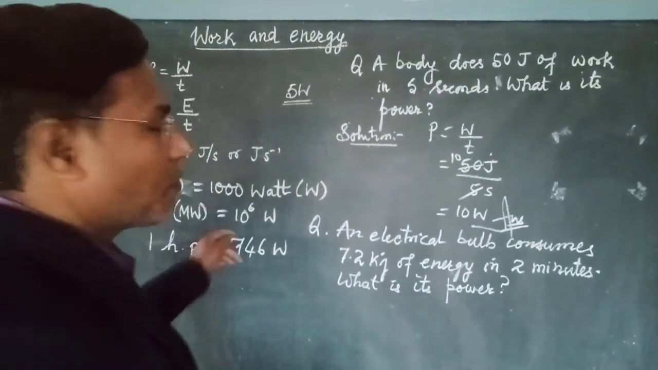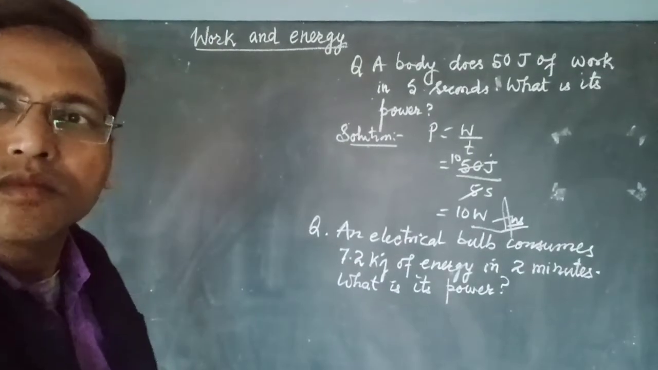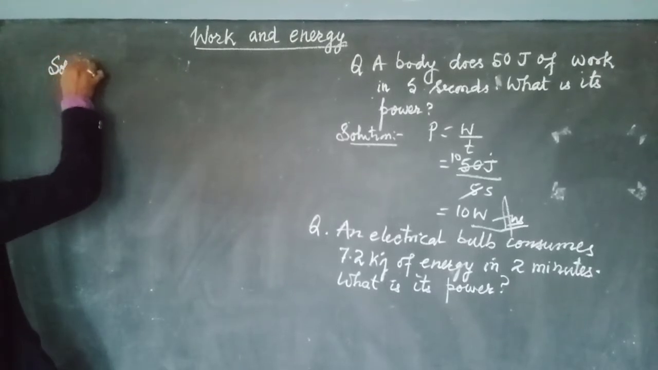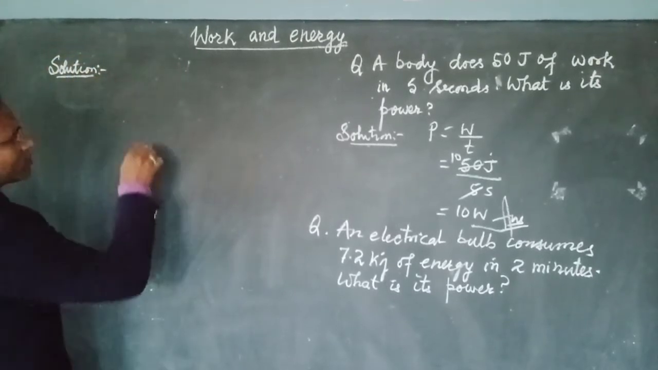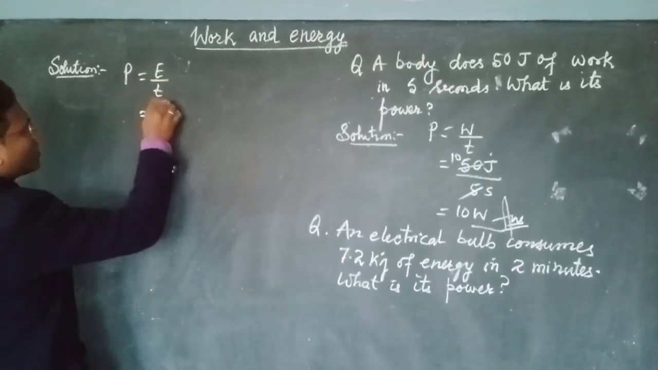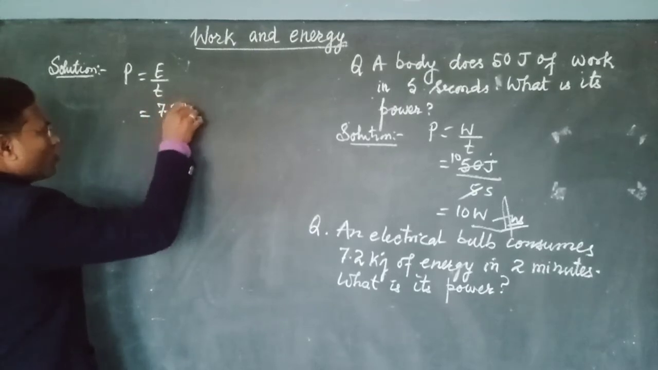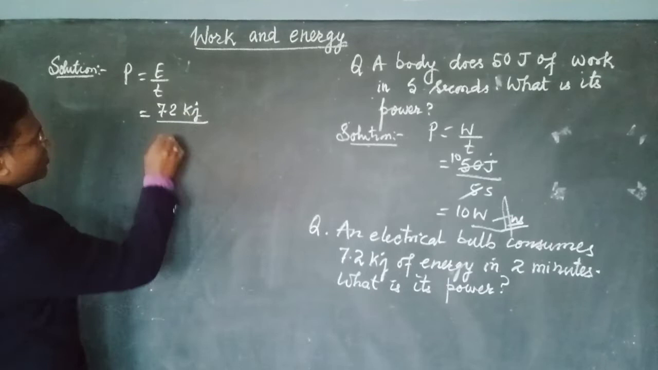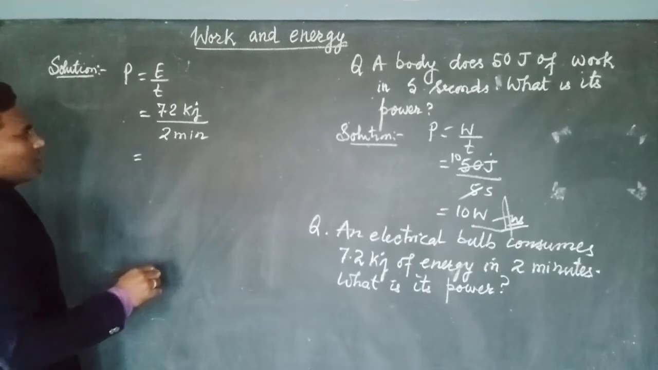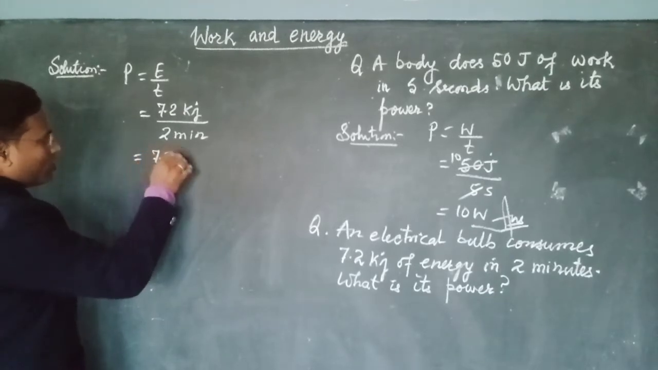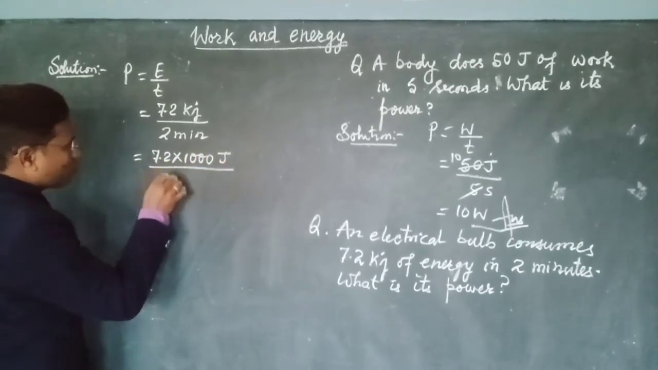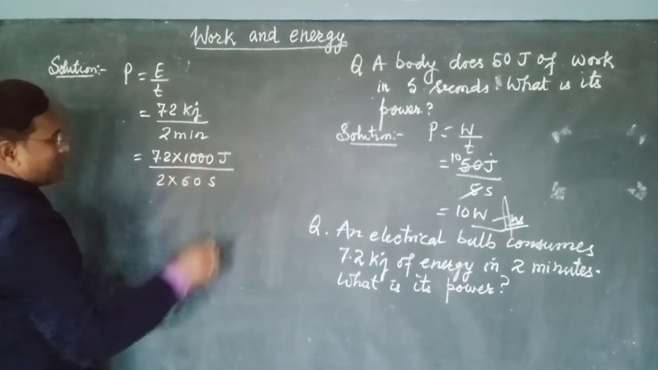So let me clean this part first. In the solution, we will write power is equal to energy consumed by time taken. Energy consumed is 7.2 kilojoule, and time taken is 2 minutes. We have to convert each of them into the SI unit. So 7.2 into 1000 joule, and 2 into 60 second.